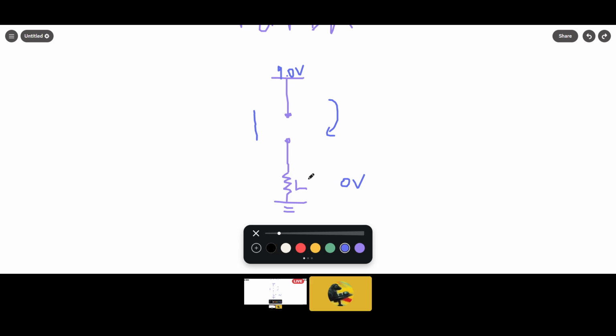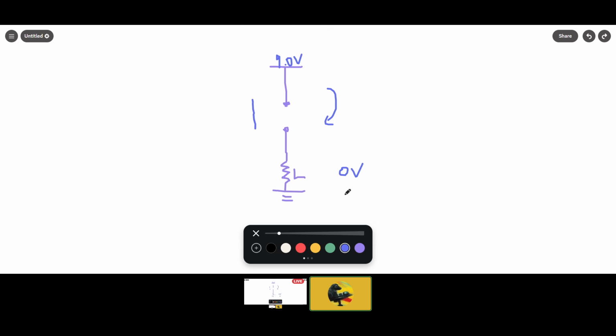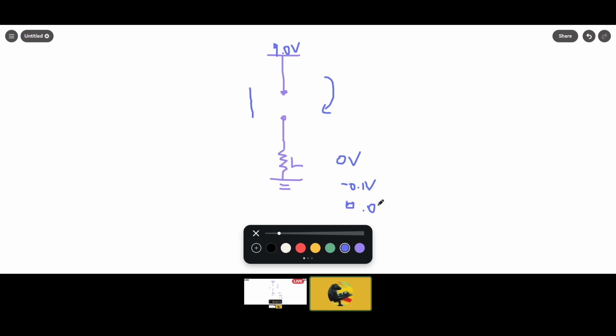So the voltage in a practical setting will not be 0 volts but would be very, very close to 0 volts. You may have in some cases like negative 0.1 volts or 0.09 volts or whatever. It's just going to be a very close value to 0 but not 0. So what's the point of knowing this? It doesn't really make a difference. Yeah, that is true.